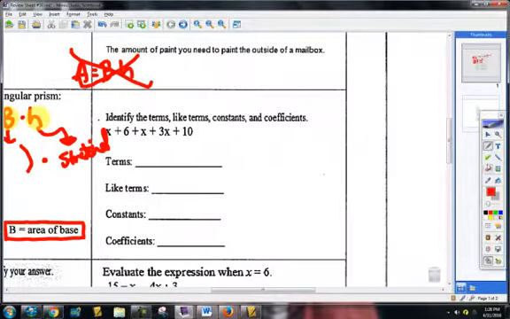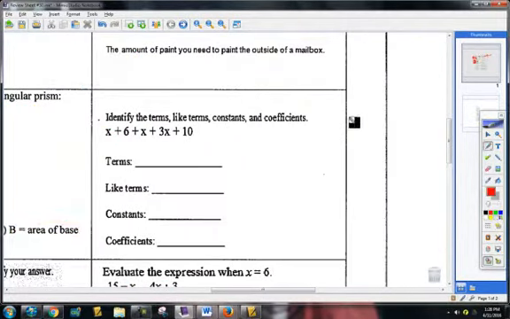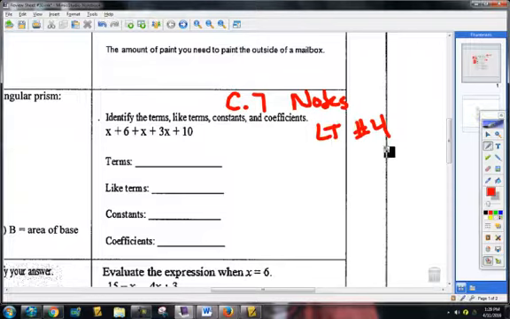Okay, terms, like terms, constants, coefficients. This is going to be out of your chapter 7 notes, and this is going to be learning target number 4. So any assistance you need there, go back to those notes. You will have no issues with that.